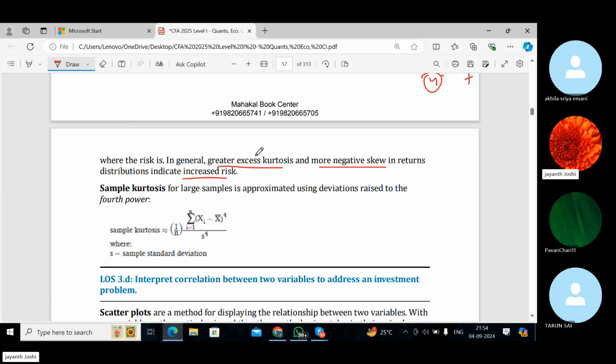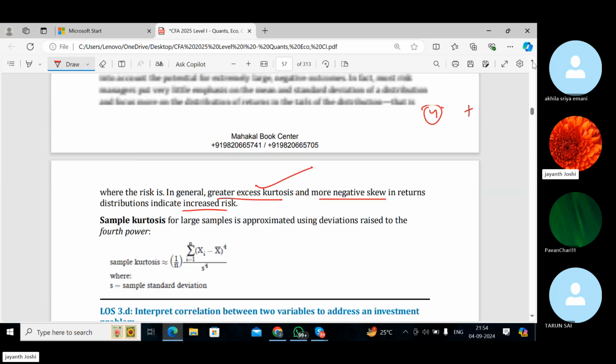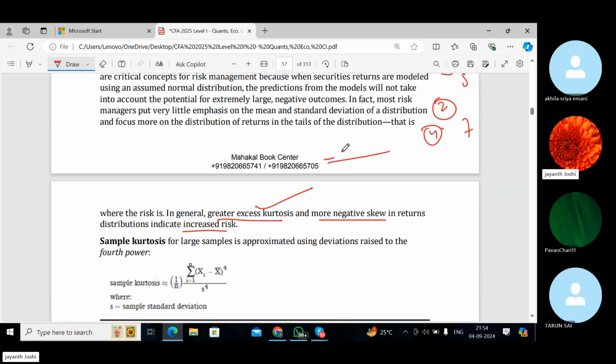Why? Because we are speaking about excess kurtosis. Excess kurtosis is nothing but whatever you wanted the distribution to be, that is normal, it is not that. It is either very much bulged out, or it has outliers in the data, which are at the tail. But when you see mesokurtic, it is very much like the normal distribution. There you see less kurtosis.